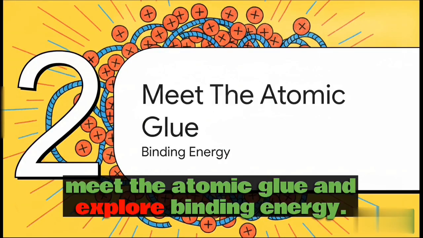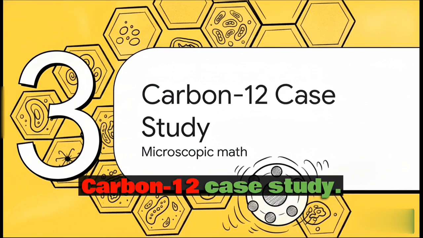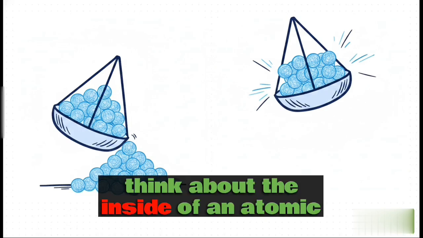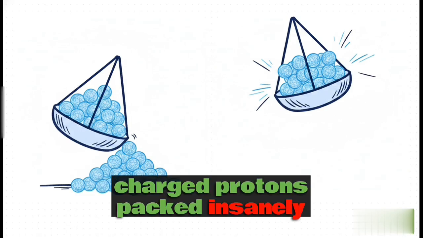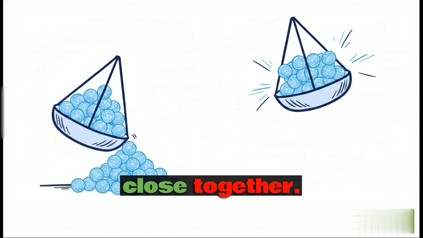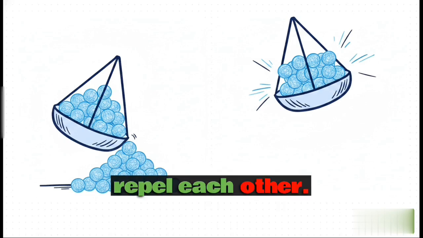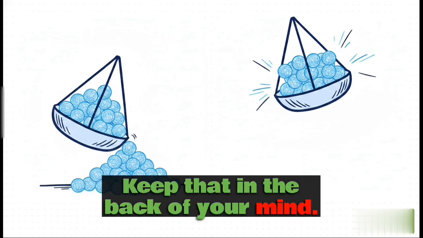Section 2. Meet the atomic glue and explore binding energy. Section 3. The Carbon-12 case study. Let's look at some microscopic math. Now, think about the inside of an atomic nucleus. You've got a bunch of positively charged protons packed insanely close together. But if you remember your basic magnetism, positive charges repel each other. They absolutely should violently push apart. Keep that in the back of your mind.